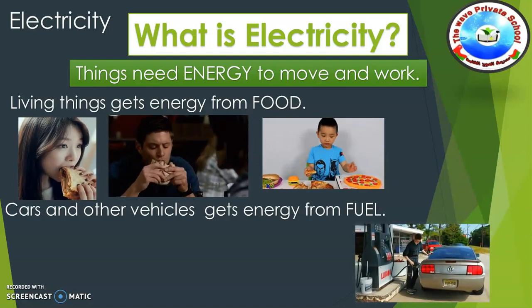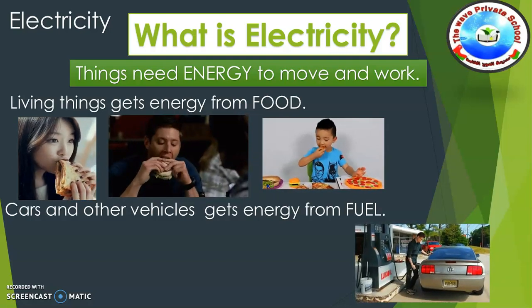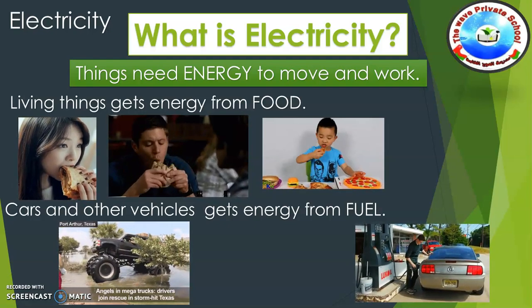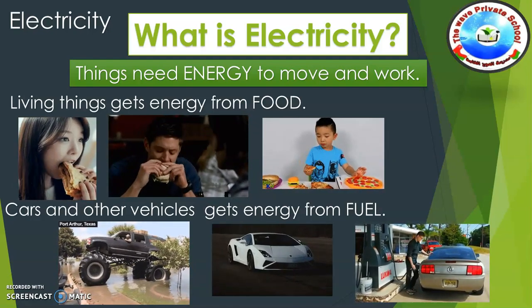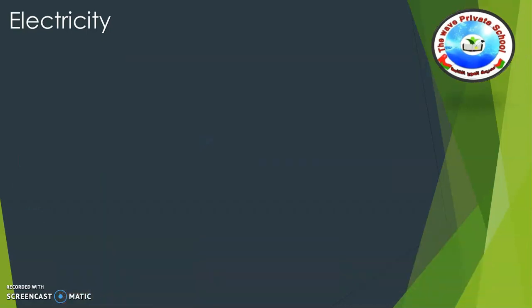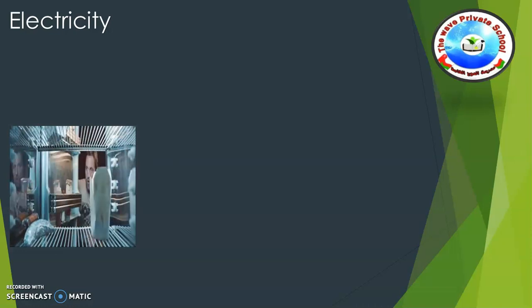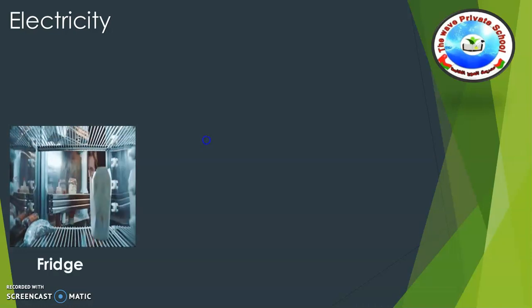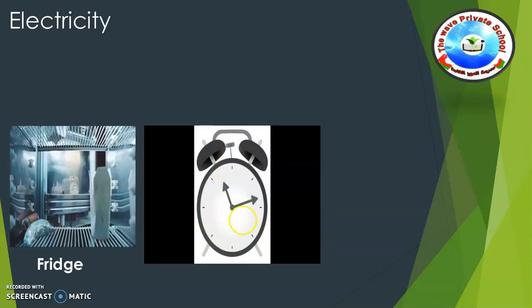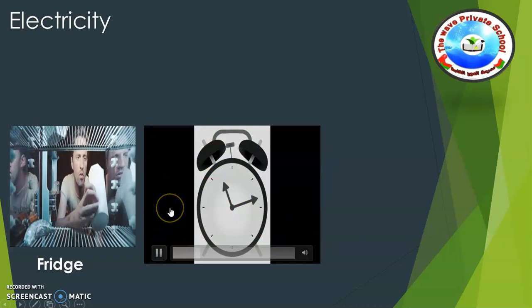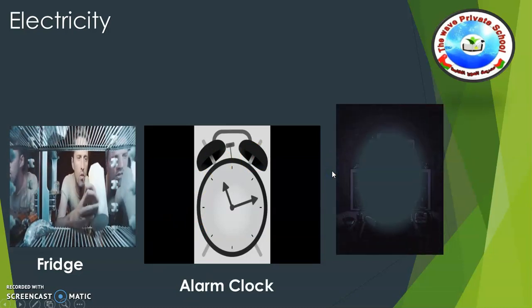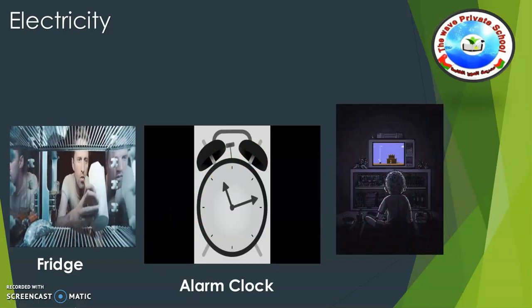Just like the petrol and the diesel. They power the cars and other vehicles so that they can move. Okay, I want you to observe carefully the machines that I'll be showing to you. So this is a fridge. This is what? An alarm clock. And this is what? Okay, that is a computer.